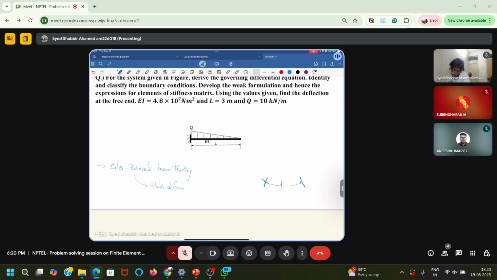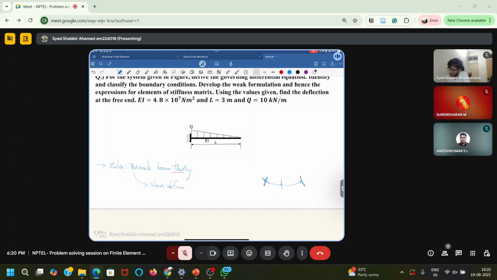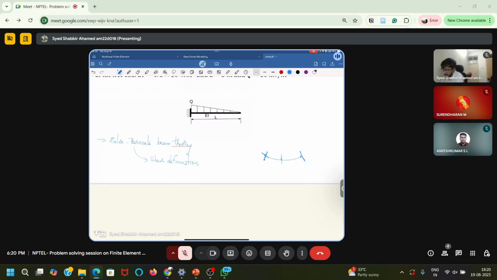If this is not perpendicular, that means shear deformations are happening. Then we cannot use this Euler-Bernoulli beam theory. We have to use some other beam theory like Timoshenko beam theory, or there are higher order beam theories. If you have gone through some course like theory of elasticity or continuum mechanics, you might have seen these more complex theories.